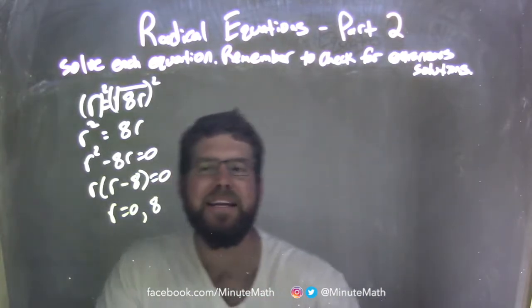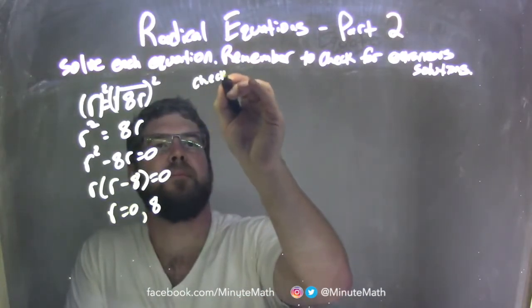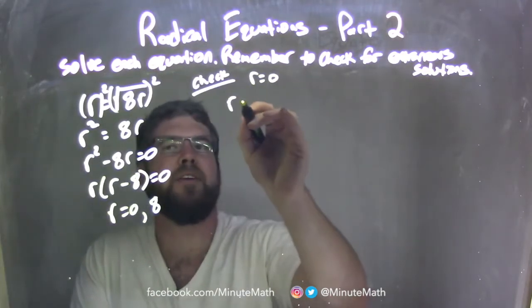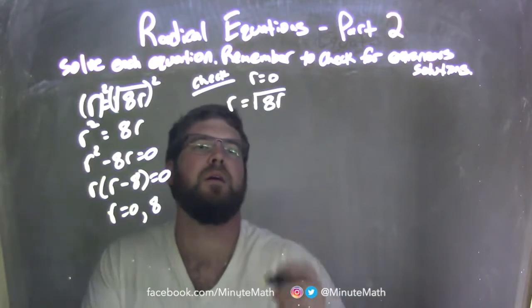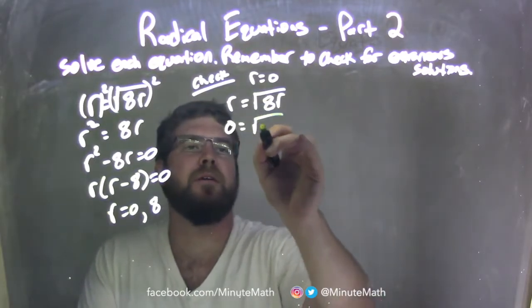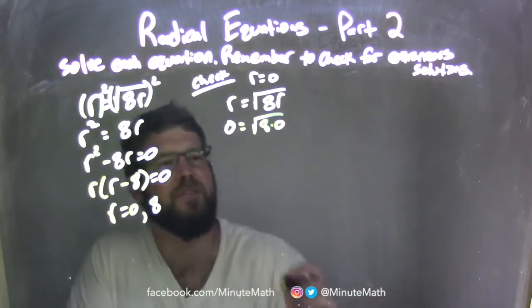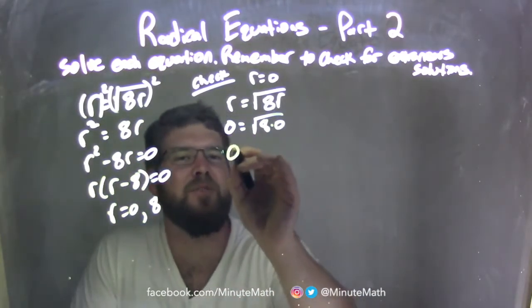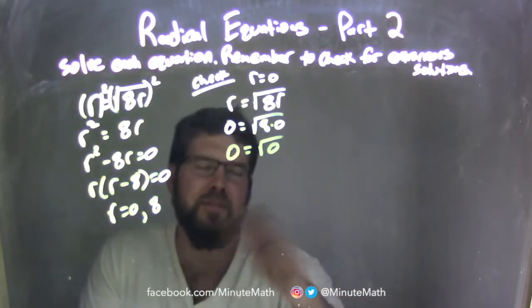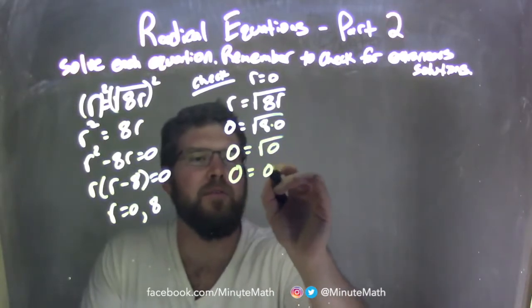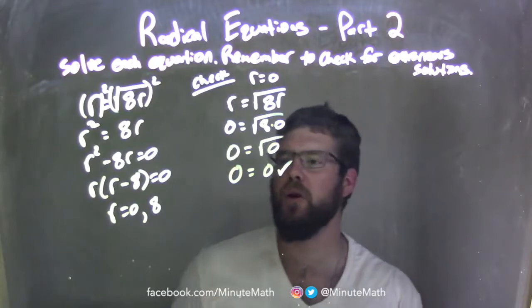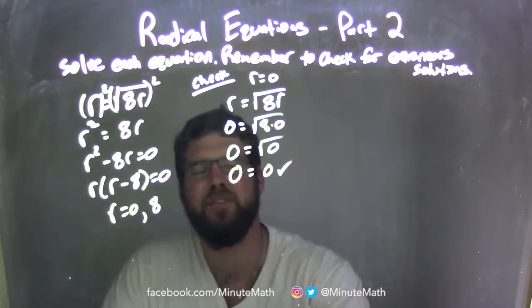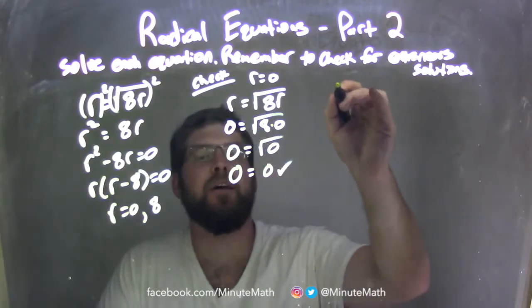Now I need to check both of these. Let's check r equals 0 first. Plug it back into our original equation, with 0 in for r. I always love it when it's 0. It makes it so much easier once you know what you're doing. 8 times 0 is just 0, and the square root of 0 is 0. So 0 equals 0. Fantastic, looking good. r equals 0 is not extraneous. It worked out, and I give it my seal of approval.